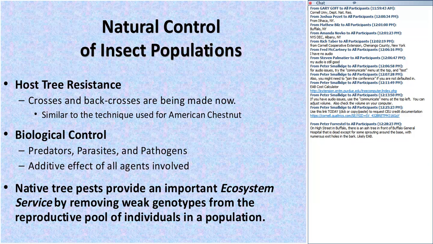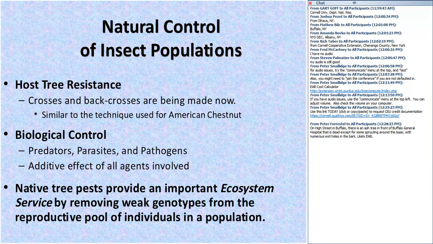So I'm going to spend the rest of the talk talking about some of the latest management strategies that have been developed. But to preface it all, for the natural control of insect populations, there are 2 basic principles. There's host tree resistance, and then there's biological control. Host tree resistance is not being shown in North American ashes, except perhaps in green ash. There's been some indication that there's a certain portion of the population, no, not green ash, blue ash, I apologize, it's blue ash that's showing some resistance.